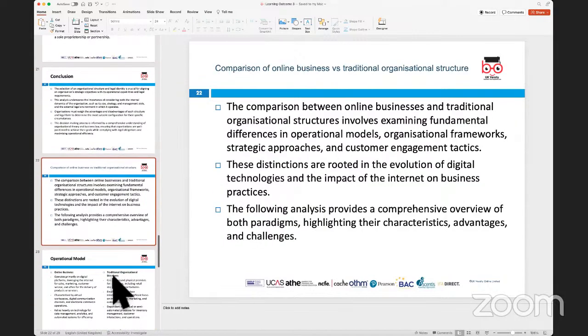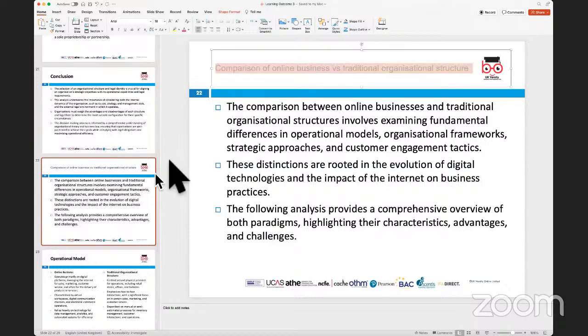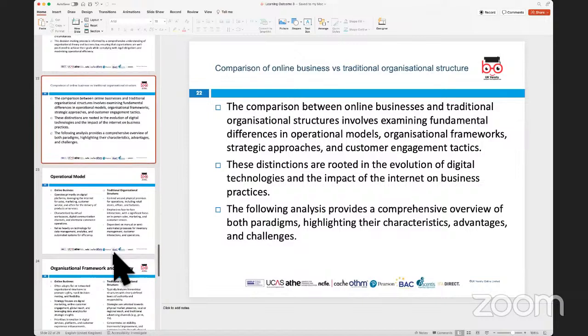Now, last but not the least, what we want to look at is the comparison between online and traditional business models. When we look at the difference between the two types of businesses, they are being set up in two different ways. If I look at online business, it is mostly set up using digital technologies. You need to have a website, you need to have a hosting space.